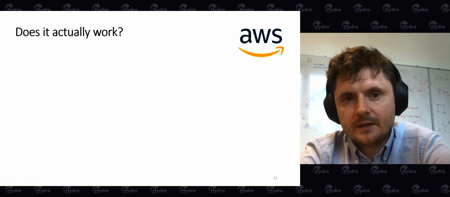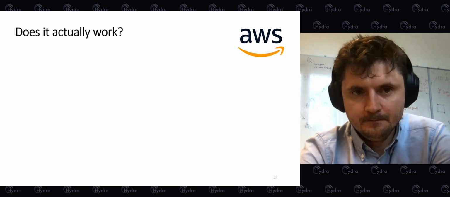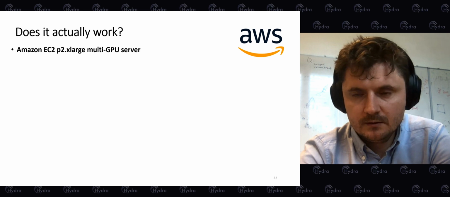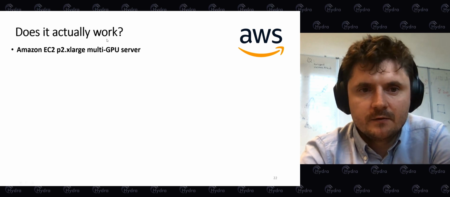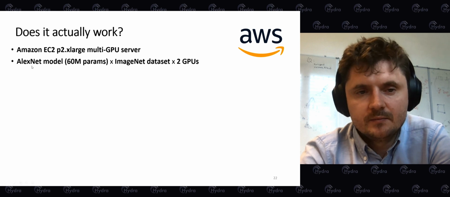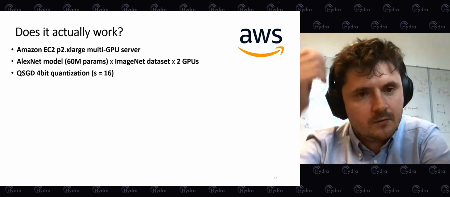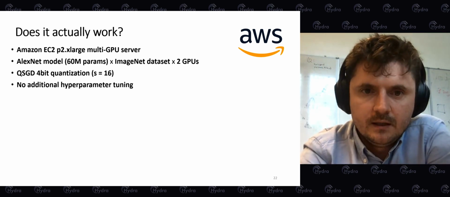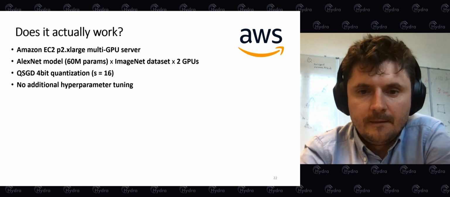Okay, so let's take a bit of a break from the math and ask a very simple question. Does this work in real-life systems? For this, we're going to look at some experiments we did for the original QSGD paper, and as a follow-up to it. I'm going to look at training a neural network on an Amazon VM with multiple GPUs. We're first going to look at a very classical model called AlexNet, which has about 60 million parameters, trained on the ImageNet dataset on 2 GPUs. We're going to compare the full precision version, which sends 32-bit values, with a version which does QSGD quantization with 4 bits per level, so s equals 16 here, and we're just going to run it without any additional tuning of the learning rate to account for the quantization.